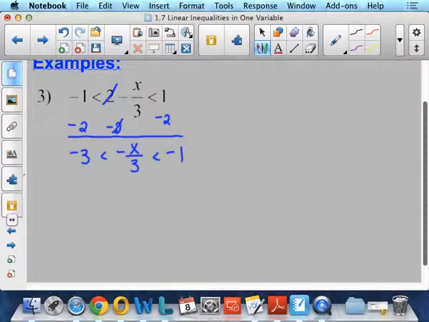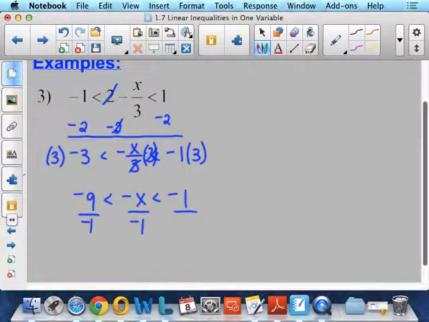So I want negative x by itself, so I'm going to multiply everything by 3. So negative 9 is less than negative x is less than negative 1. And divide everything by negative 1 to make this a positive x.